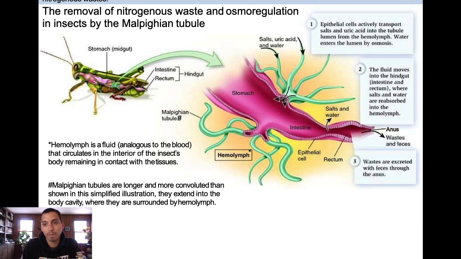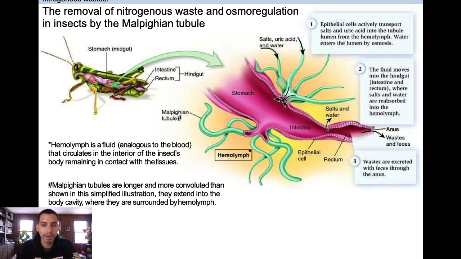From the tubules, the fluid will move into the hindgut, which is sort of like the intestine in us, where salts and water are then reabsorbed. So salts and uric acid come in, water follows, they move down into the intestine area, and the intestine reabsorbs some of those salts and water. So I'm left with mostly uric acid, which mixes with the feces, and it's all excreted together.